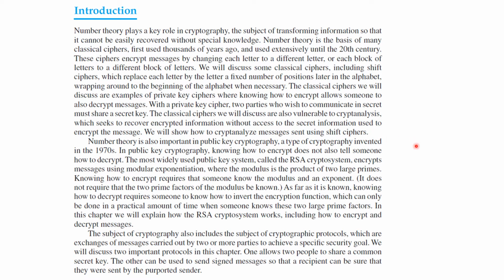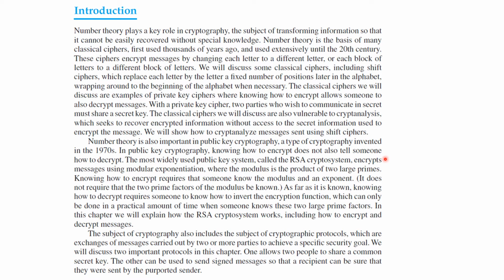on shift ciphers. Number theory is also important in more modern encryption called public key cryptography, a type of encryption invented in the 1970s. In this, knowing how to encrypt does not always tell someone how to decrypt. And when you think about that, that's very subtle, and in fact, for a while, people didn't know if this would be possible or not.